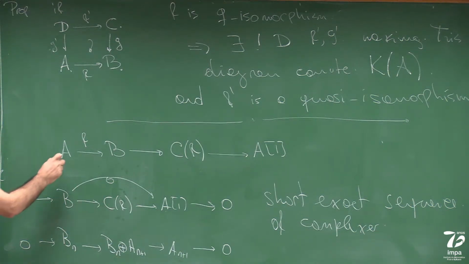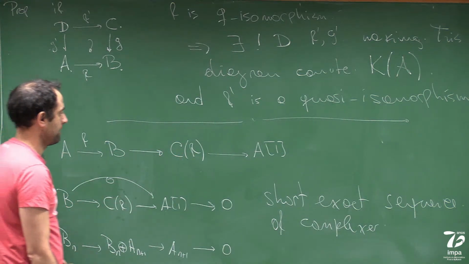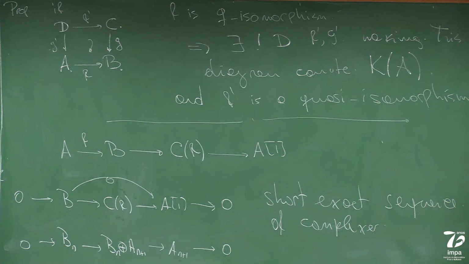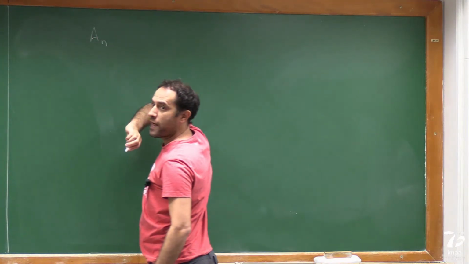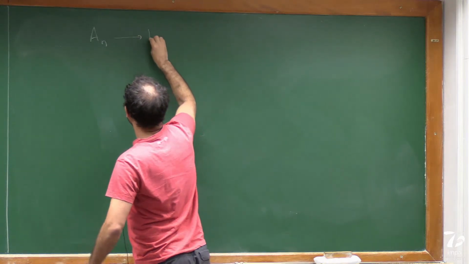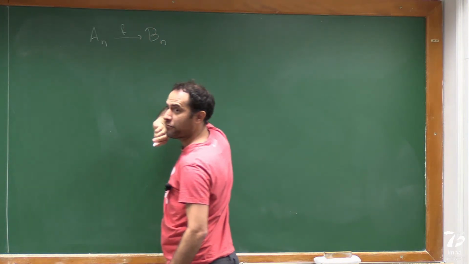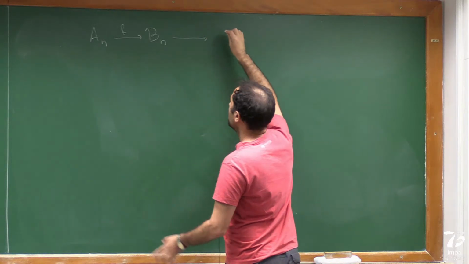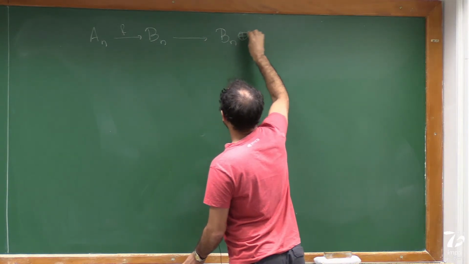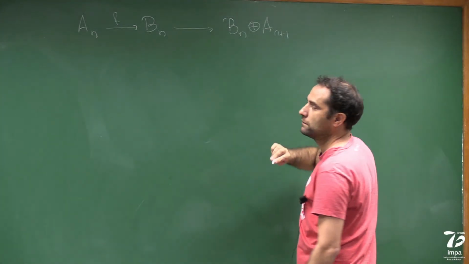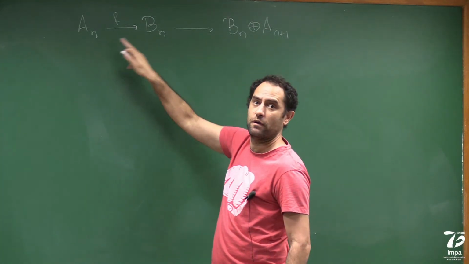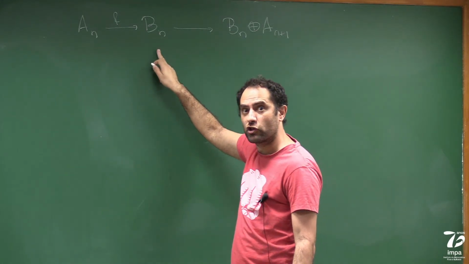On the other hand, I could have looked at this sequence, which again, in a triangulated category, we've checked that the composition of any two maps in a distinguished triangle is 0. But that composition is not 0 for the cone. So for the cone, if I look at this guy in degree n, and I look at B in degree n, here I have the map F, and then I look at the cone in degree n, what I have is B_n plus A_{n+1}. Now, the kernel of F is non-trivial. It doesn't need to be trivial.